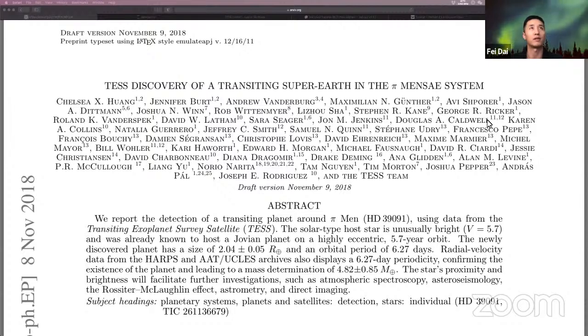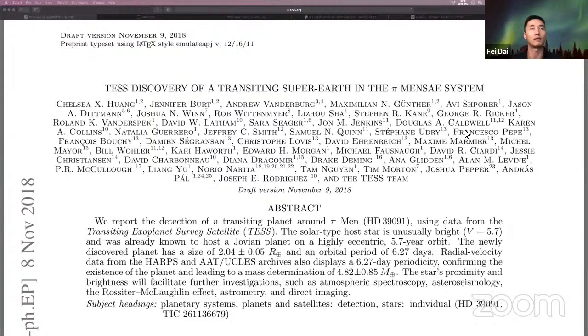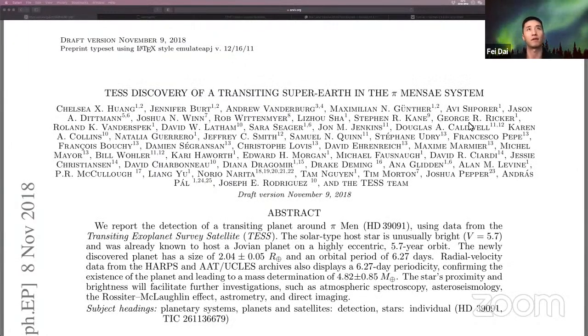Hope everyone had a chance to look at this paper. If not, let's walk through it together. So the title of the paper is TESS Discovery of a Transiting Super-Earth in the Pi Mensae System.